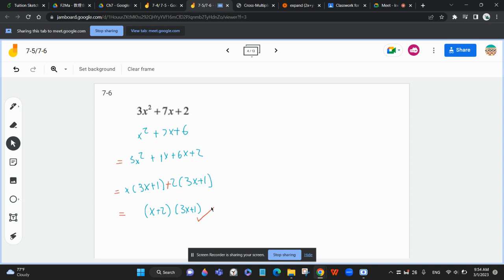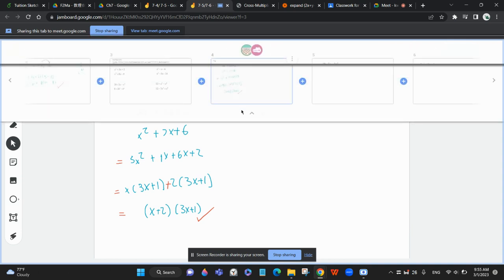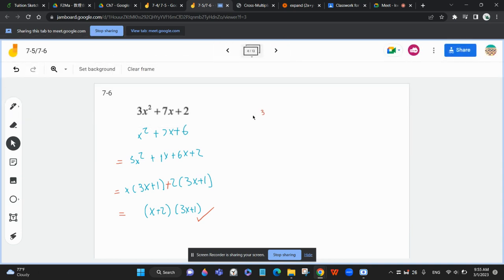Okay, and then another method is about the cross multiplication. The method you use is correct, but it will be complicated if sometimes you cannot get the perfect combination. So over here I would like to write the other method. Yeah, so the other method is that you need to factor it as 3x and then an x.